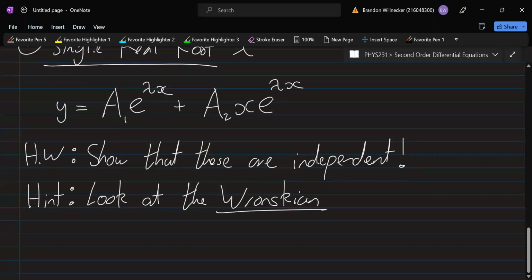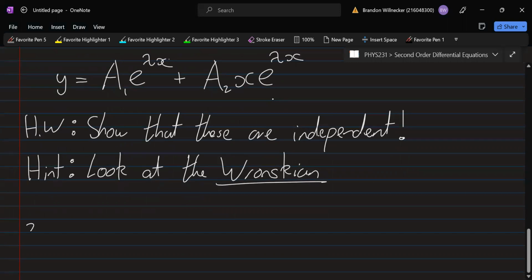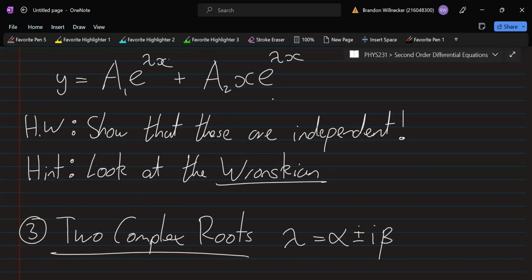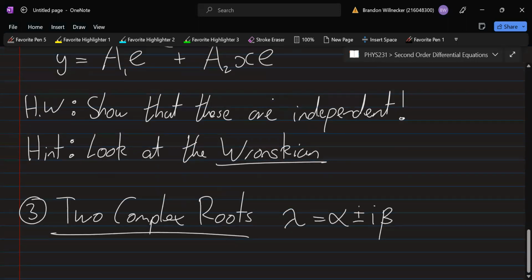So that is if we have a single real root. The last case is if we have two complex roots. So number 3, two complex roots. In this case, we can write lambda as alpha plus or minus i beta. So we have one complex root, and the other complex root will be its complex conjugate.